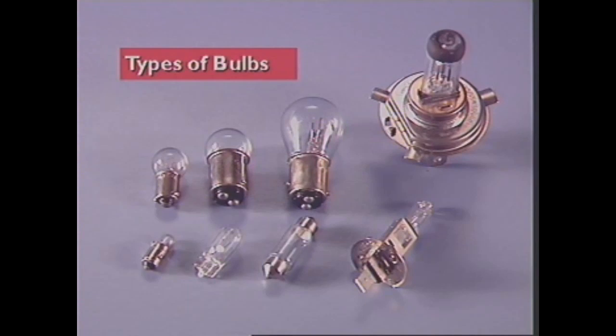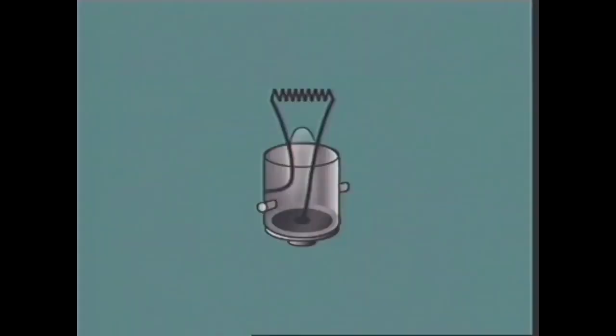This section examines types of bulbs. A lamp bulb consists of a fine coil of tungsten wire called a filament, enclosed in a clear glass envelope from which all air has been removed.